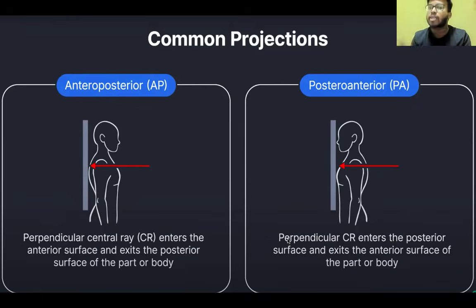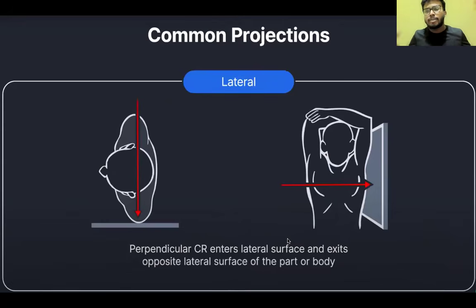Then what will be the lateral one? Lateral is very simple. The central ray enters the lateral surface and exits through the opposite lateral surface. True lateral is nothing but a perpendicular central ray entering the lateral surface of the body and exiting through the opposite lateral surface. We have mediolateral and lateromedial too, which will be discussed later. Okay, is that clear? Yes.